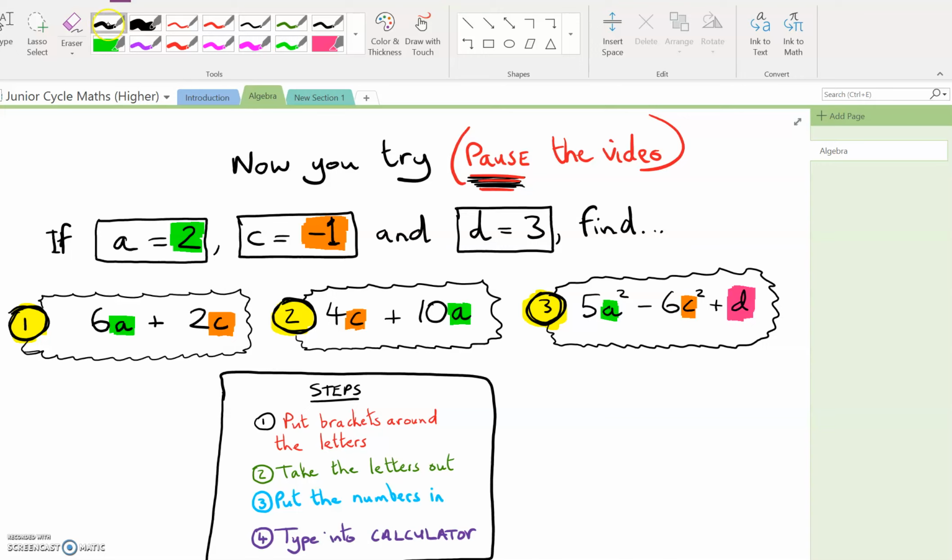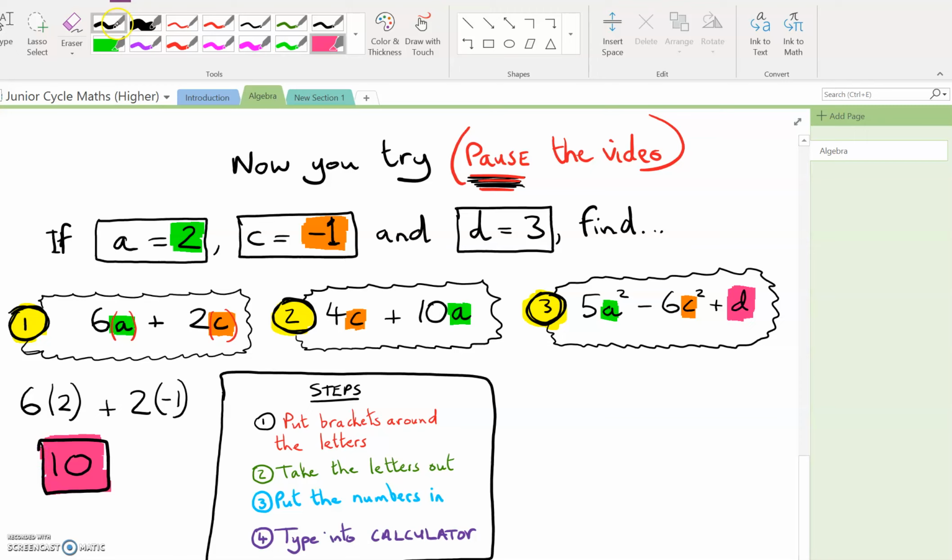Okay, let's do this. Let's answer question 1 first and see how you got on. So question 1 is up here, 6a plus 2c. Let's do it. Put brackets around the letters. Take the letters out. Put the numbers in. A is 2, so I got to put 2 in. What goes here? C. What's C? -1. Did you remember? Type it into the calculator and you will get 10. Did you get it? If you did, well done.